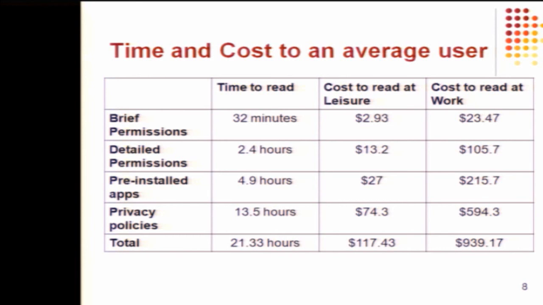Then followed by the detailed permissions, which require about 2.4 hours. Detailed permissions include both reading the brief permissions as well as the detailed permissions, because brief permissions are just the titles for stuff. The pre-installed app cost is a one-time cost, so that's not annual. It would be every time you change your phone.